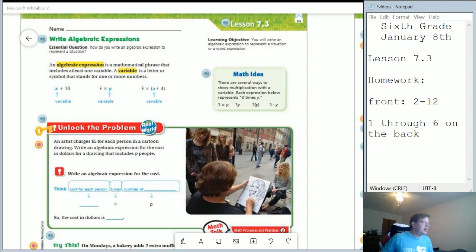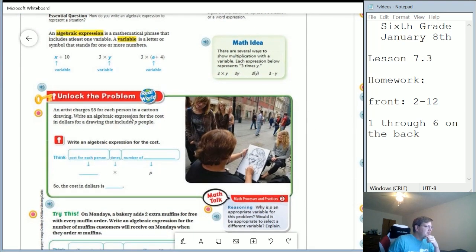Okay, so let's take a look at our Unlock the Problem. An artist charges $5 for each person in a cartoon drawing. We want to write an expression for the cost in dollars of a drawing that includes a certain number of people. We've talked about dependent and independent variables with science, so we will talk about that more.